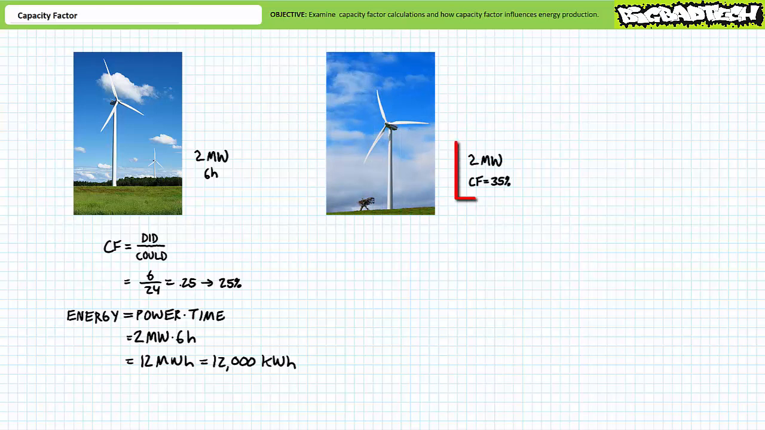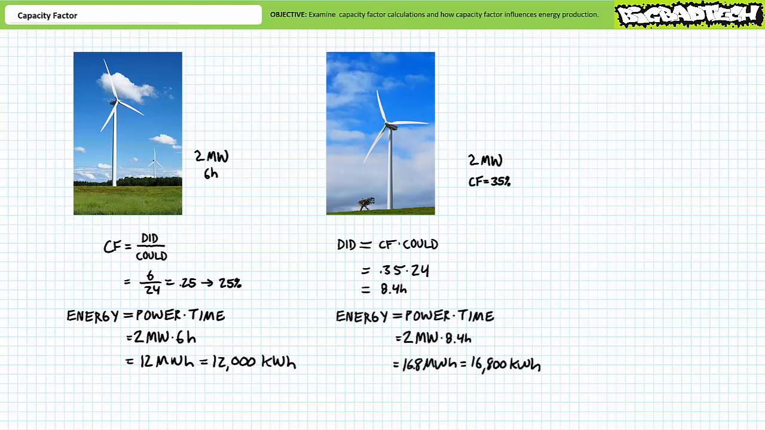Consider, however, if this same turbine was installed in a slightly windier area with an increased capacity factor of 35%. An algebraic rearrangement of the capacity factor formula suggests this turbine is typically at full production for 35% of 24 hours, or 8.4 hours. Again, if energy is power times time, this turbine with a higher capacity factor typically produces 2 megawatts times 8.4 hours, or 16.8 megawatt hours, or 16,800 kilowatt hours of energy.